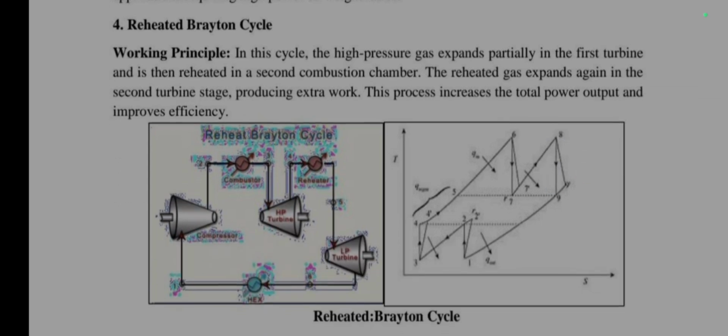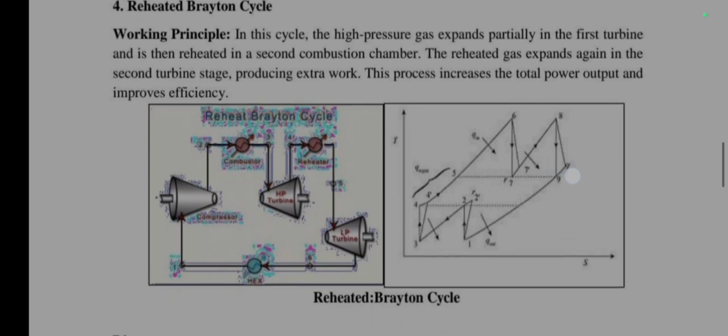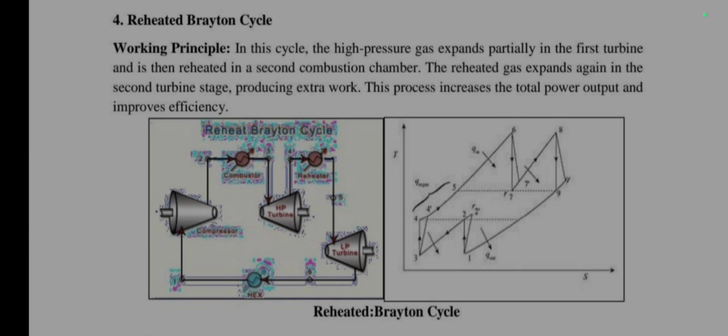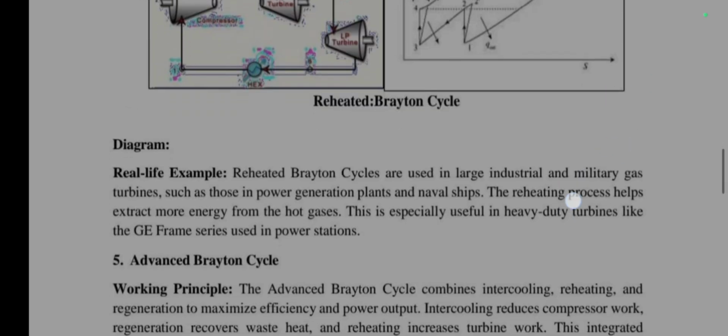Fourth one, reheated Brayton cycle. In this cycle, the high pressure gas expands partially in the first turbine and is then reheated in a second combustion chamber. The reheated gas expands again in the second turbine stage, producing extra work. This process increases the total power output and improves efficiency.